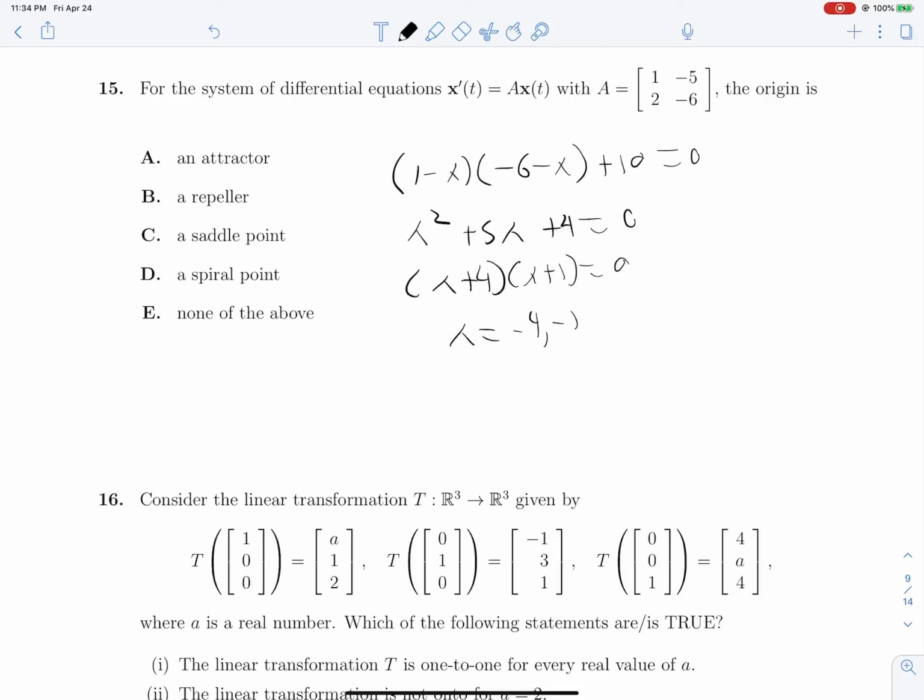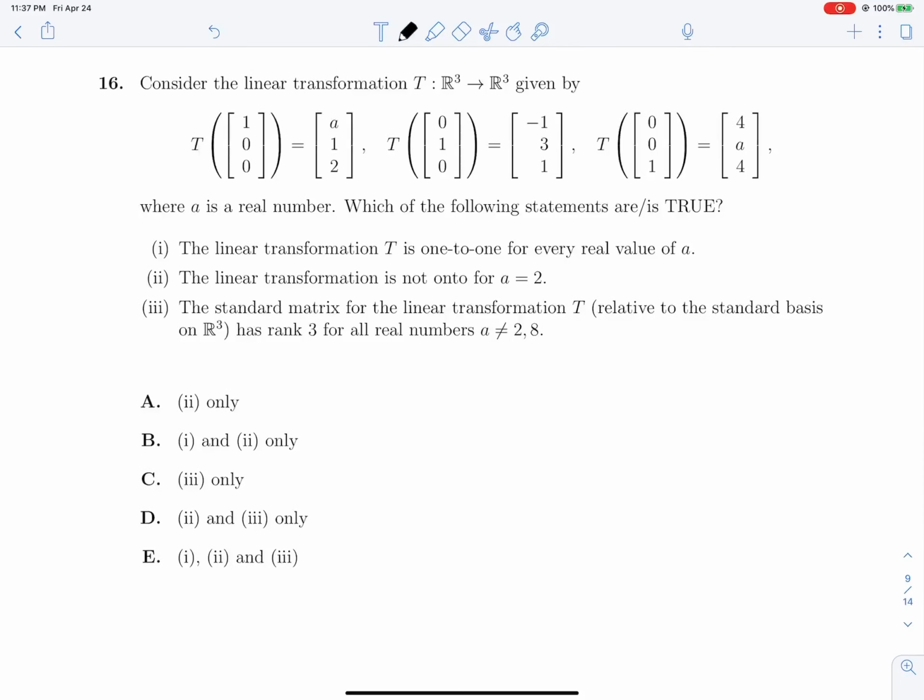When we have two negative eigenvalues, over time, because the solution to this will have e to the negative 4t and e to the negative t, as t approaches infinity, whatever is connected to these two terms, which is the rest of our solution, will approach 0, and as a result, our solutions will approach the origin, and so we would call that origin an attractor. So 15 is A.